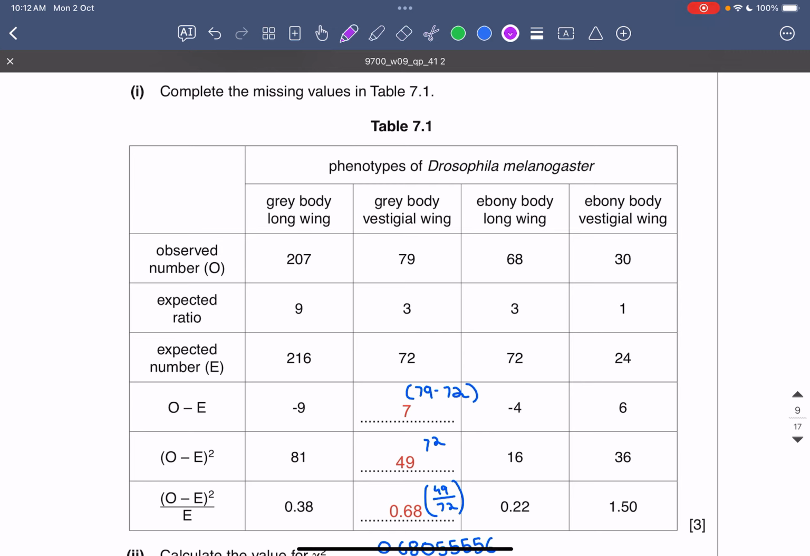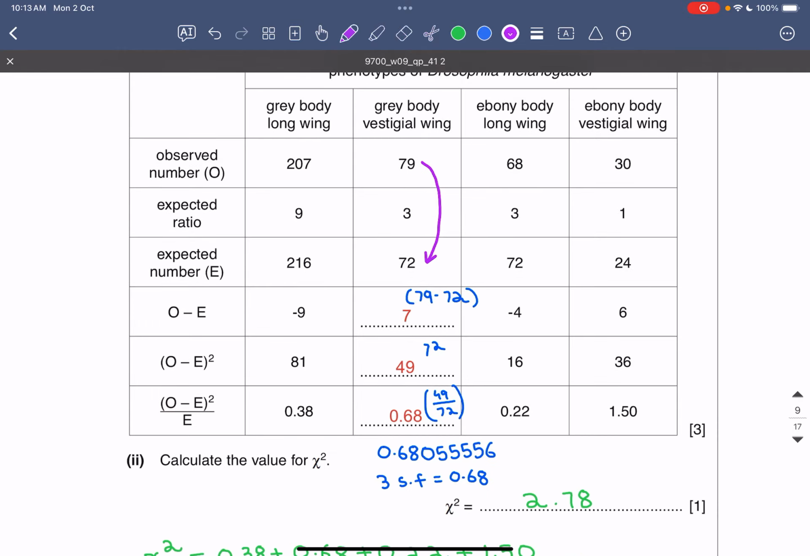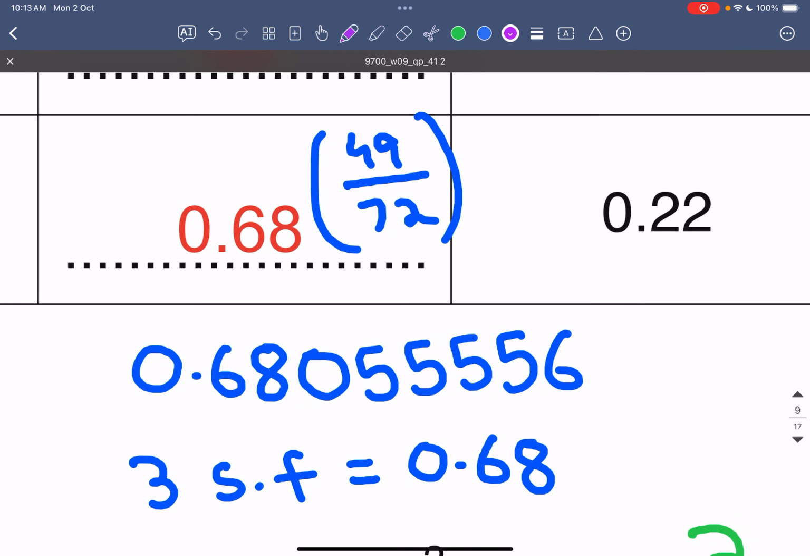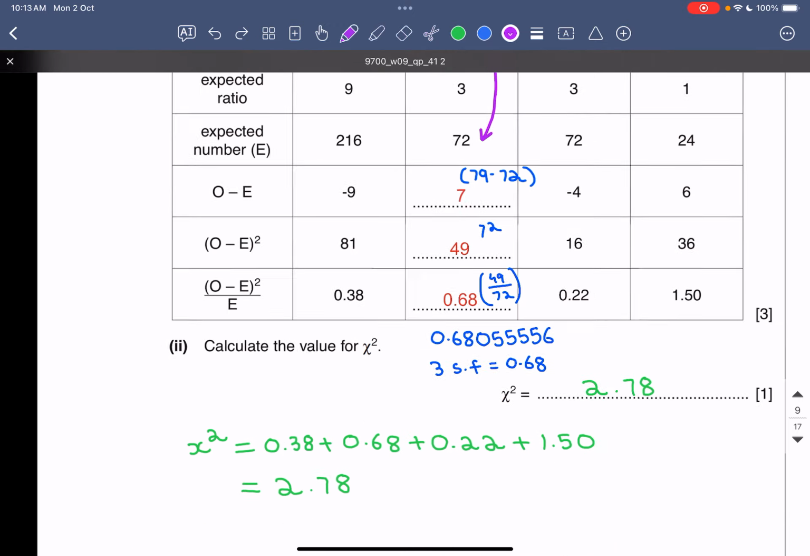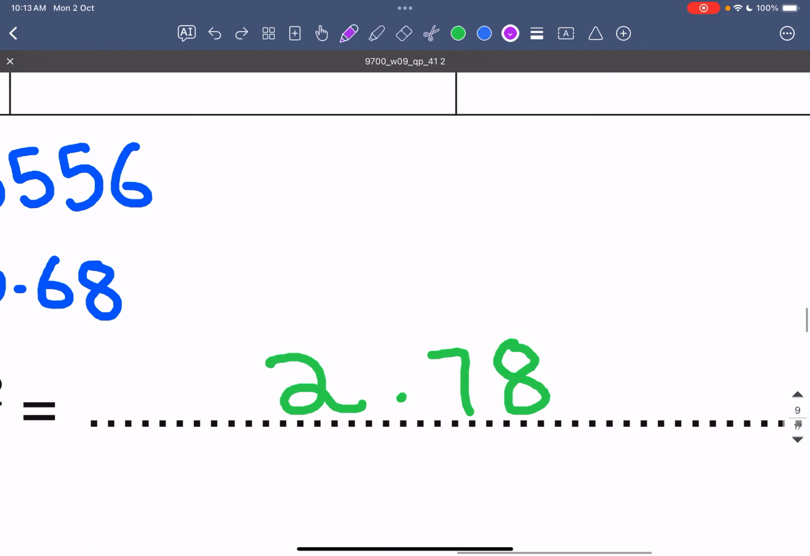So I've already taken out the values. To find this value, we should do O minus E, which will result in 7. O minus E squared is 49, and O minus E squared divided by E is 0.68056. This will be shown in your calculator, but in the exam round it to 3 significant figures and you get 0.68. Calculate the value for chi-squared. To find the value of chi-squared, we will sum all these numbers in this row, which will be equal to 2.78. This is the chi-square value.